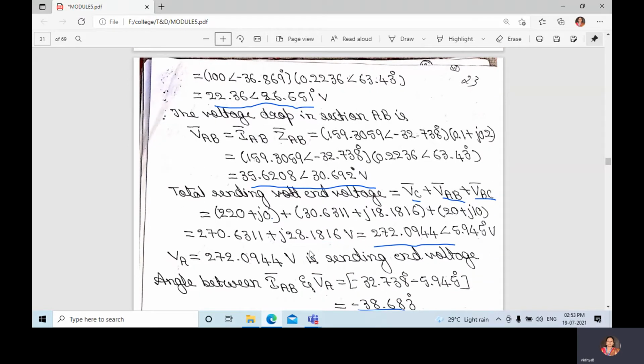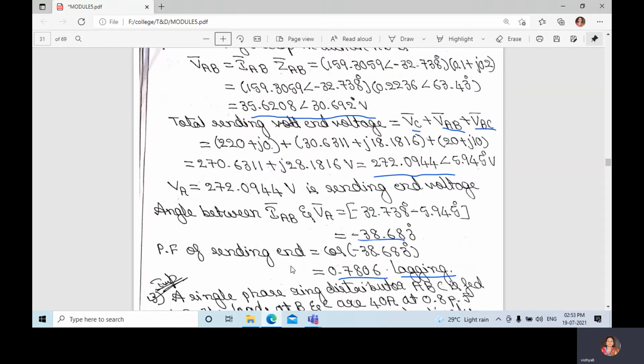Total sending voltage means the voltage drop in each section and also the receiving end voltage, right? VC plus VAB plus VBC. So total voltage drop and also the voltage at the receiving end side. If you add the total voltage, then at VA you will get 272.0944 volts, which is the sending end voltage.